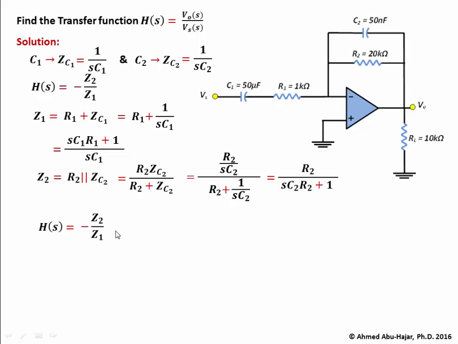So we can say that this is equal to negative, the value of Z2 going to be R2 over SC2 times R2 plus 1, and the value for Z1 going to be S times C1 times R1 plus 1 over SC1.